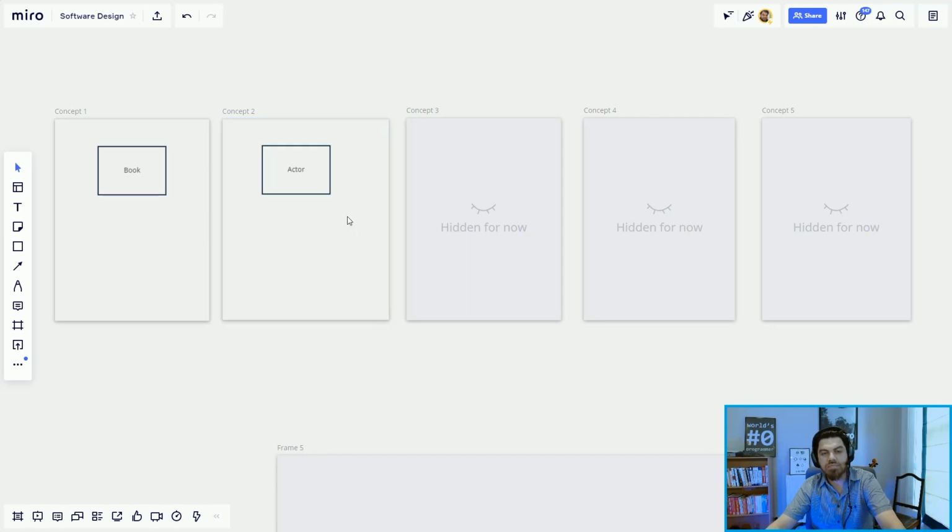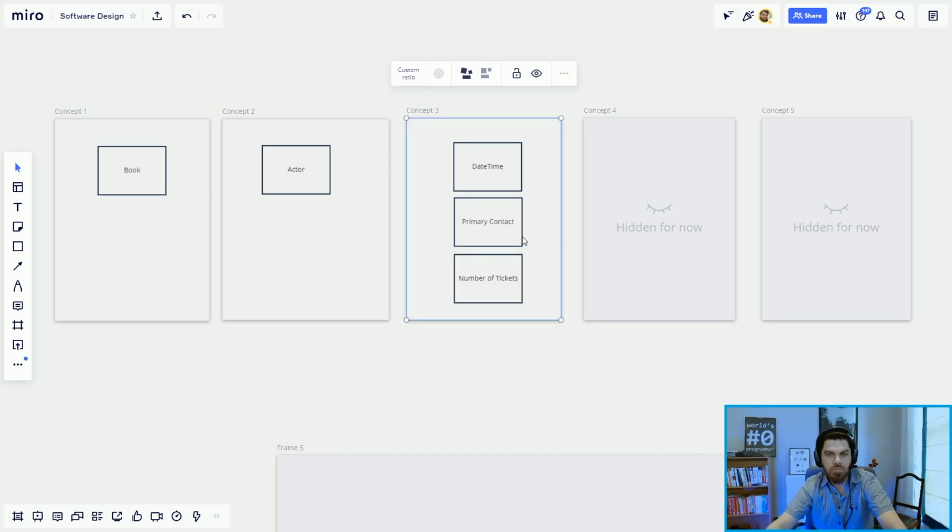Let's say actor. Well, book and actor, how do they relate? What am I referring to by actor? Do I mean an actor in a film? Do I mean some kind of abstract actor, as in the actor of the system? Is this an author who wrote the book? What kind of actor is this? Is this indeed a book? Is this what we're talking about?